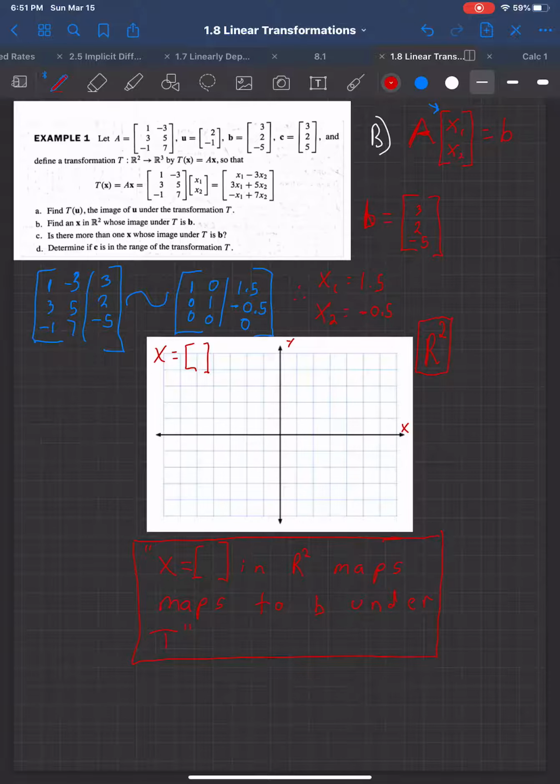If I were to travel to the right, let's say this is x1 and this is x sub 2, if I were to travel to the right 1.5 and then down a half, here we go. This x is the one that we're looking for.